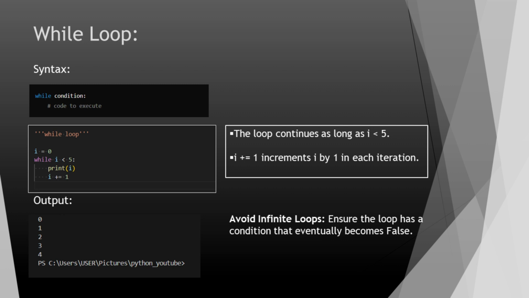i equals 0, while i is less than 5, print i, and we are going to increment i by 1 in each iteration. That's why I have written here i += 1, which simply means i equals i plus 1. In the output you can see it has printed from 0 to 4, because when i is no longer less than 5, our loop stops. The loop continues as long as i is less than 5. i += 1 increments i by 1 each iteration.